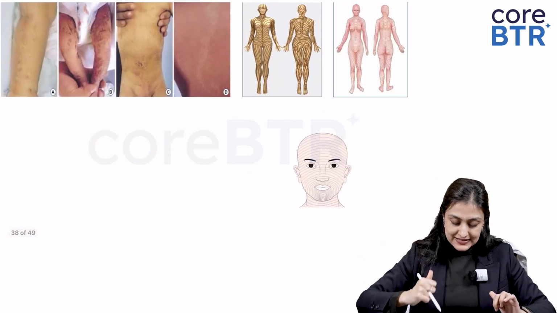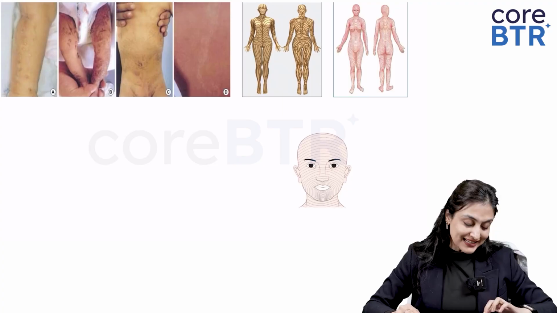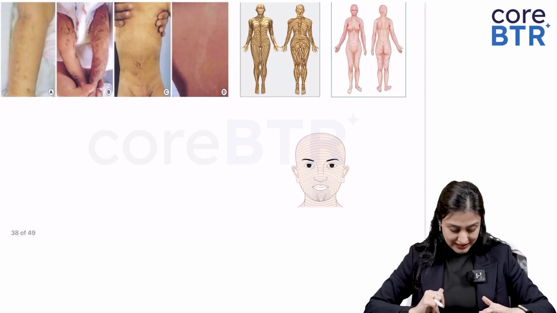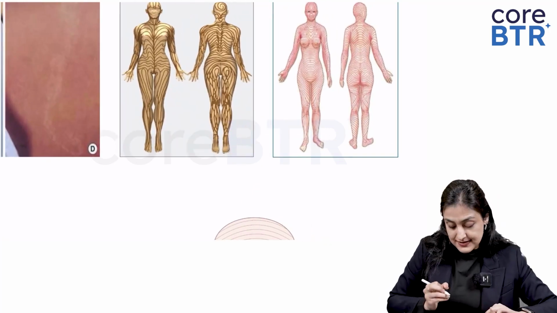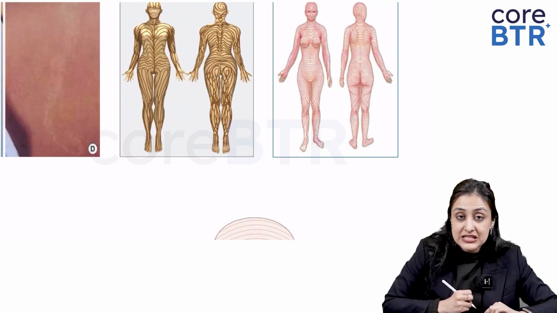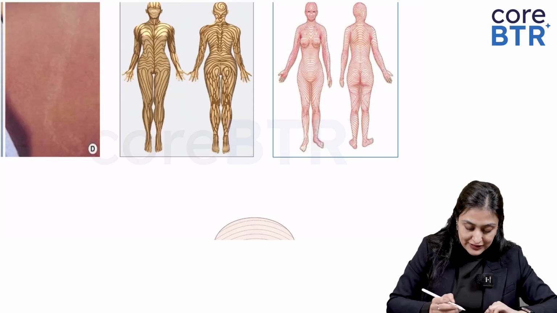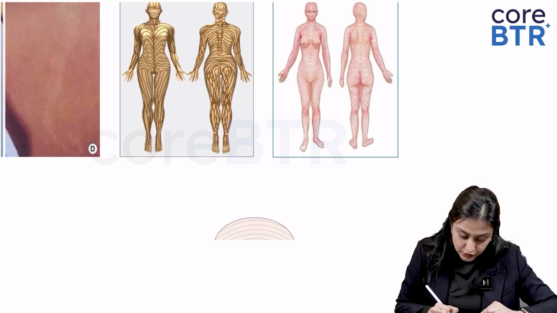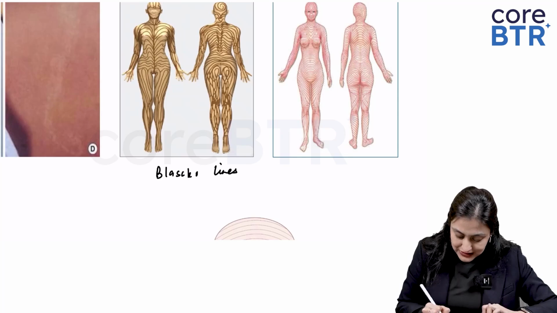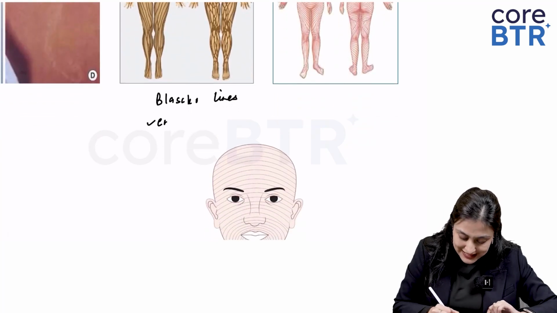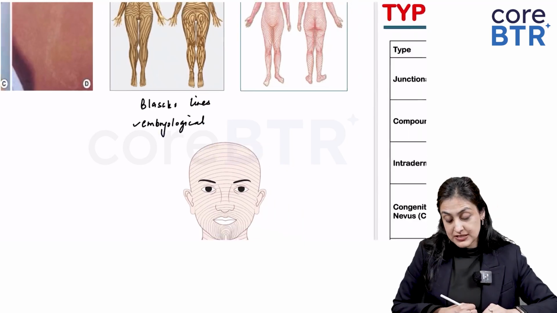So on that, let me first teach you these lines and then we go back to vitiligo. So here what do we see? So you have to identify three lines now. Where you see curved lines meeting in the midline, that is what you look out for as Blaschko lines. Blaschko lines represent the embryological origin of the epidermis.